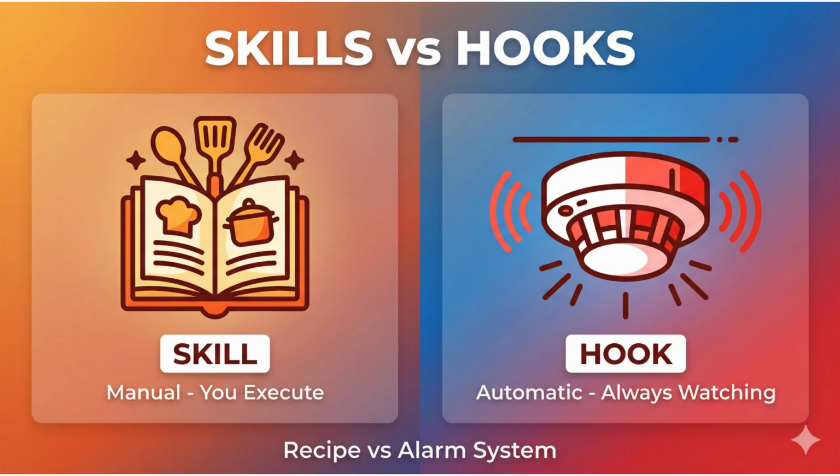What about skills? Skills are reusable prompts and workflows that Claude executes when asked. Great for complex tasks. But hooks are invisible. They run without Claude or the user initiating them. A skill is a recipe you follow. A hook is your smoke alarm going off automatically when it detects danger. Different use cases, both powerful.